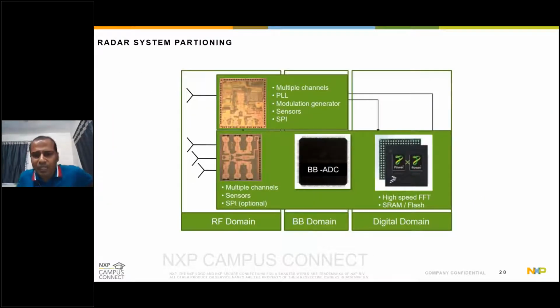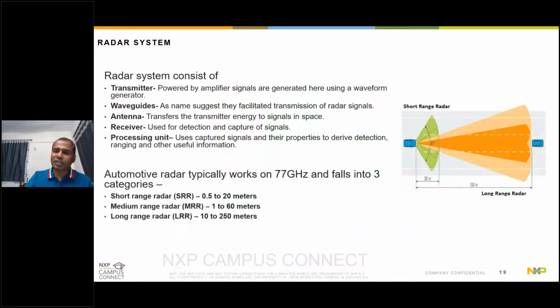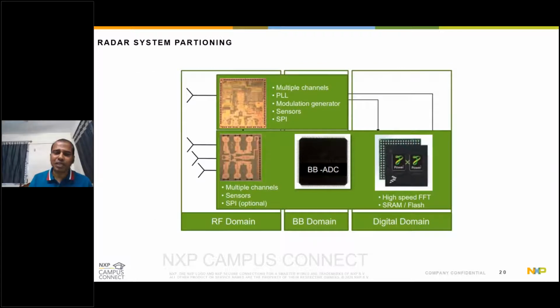Typically a radar system can be partitioned into three technology domains: the radio frequency domain or RF domain, the baseband domain, and the digital domain. All these technologies are integrated into a single tiny chip and function together. The RF domain will have, as I mentioned earlier, the transmitter, waveguide, antenna and receiver, along with the PLLs, phase locked loops, for frequency generation. This is completely the analog domain.